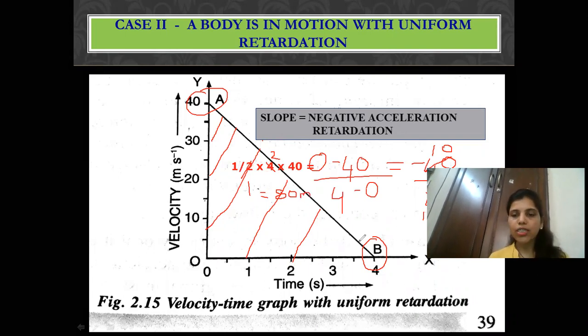So you can see over here it is 4 minus 0, 4, and 40 minus 0 is 40. So half base into height, that is half into 4 into 40. So 2 ones are 2, 2 twos are 4, and when you multiply 0 to 4s are 8, so it is 80 meters. So you get displacement as 80 meter, and you get acceleration, where the negative sign indicates it is retardation or deceleration. So it is minus 10 meter per second square. So be careful with the units as well, children. I hope till here it's clear.